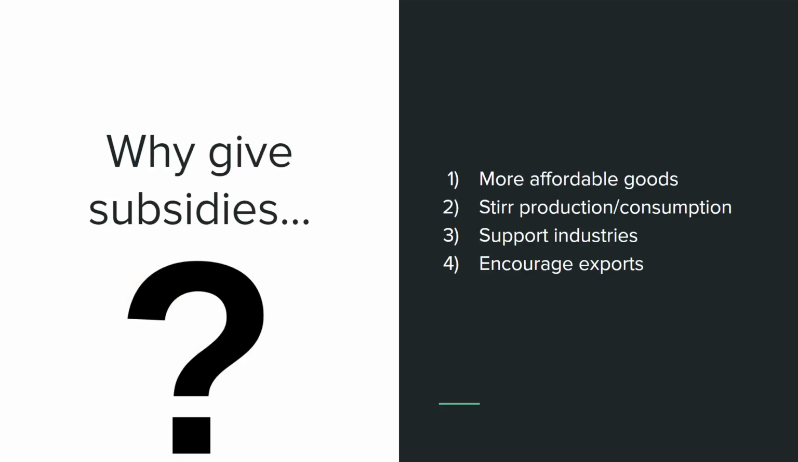So why give subsidies? Why exactly does the government grant subsidies to firms? Well, there are four main types of reasons that we have to be aware of. The first is more affordable goods. The second is to stir or increase production and consumption. The third is to support growth of industries. And the fourth is to encourage exports.